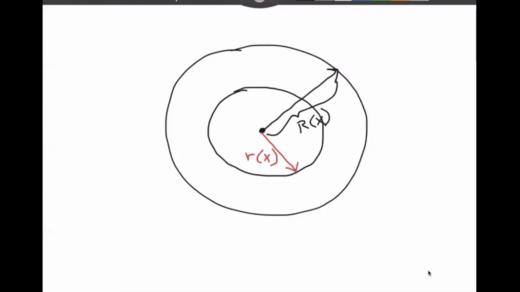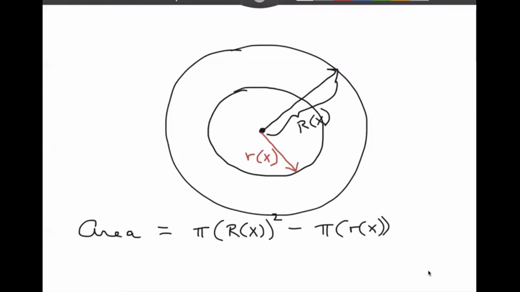So if we call the outer radius of this washer big R of x and the inner radius little r of x, the area of this washer is just the difference between two circles. So it would be the big circle minus the little circle. And this looks an awful lot like what we're going to be using for our formula. The only difference is that the pi will typically be factored out.